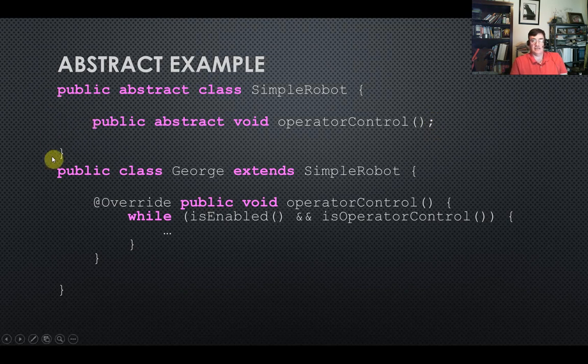I did not declare how operatorControl is going to work. And that makes sense because in my SimpleRobot, which is the very generic version of a robot, I don't know what it's going to do in operatorControl. That has to be provided by the more specific concrete implementation. So I have another class here named George. George is a SimpleRobot. So my robot George is going to override operatorControl.